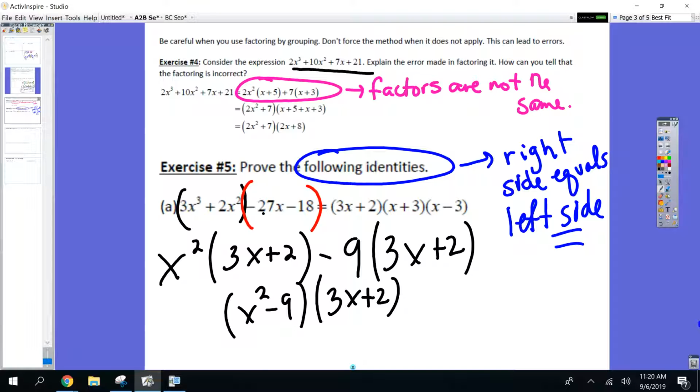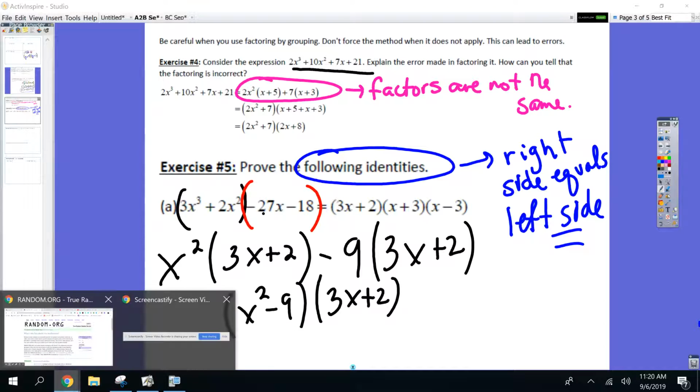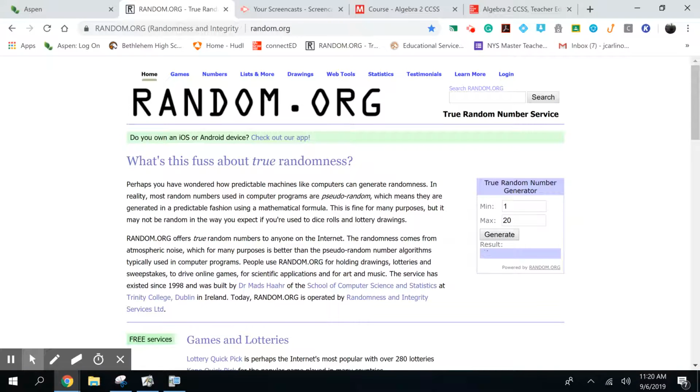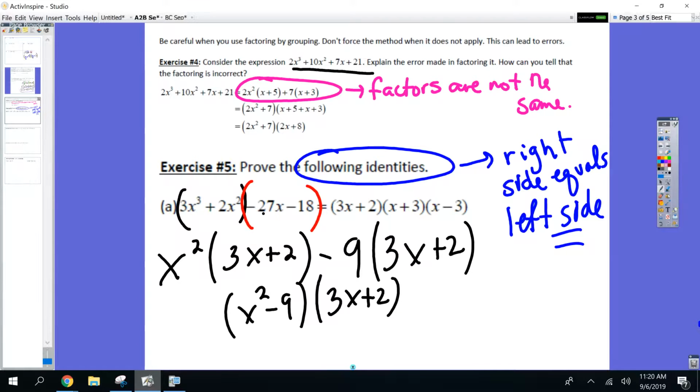We're not done because it does not mirror each other yet, does it? This whole thing needs to look exactly like that right side. So that tells me in my head I'm not done yet. I haven't proven this yet. I still have something to do to make them match. What else could I keep doing here?